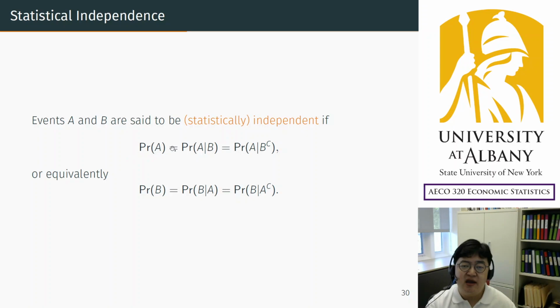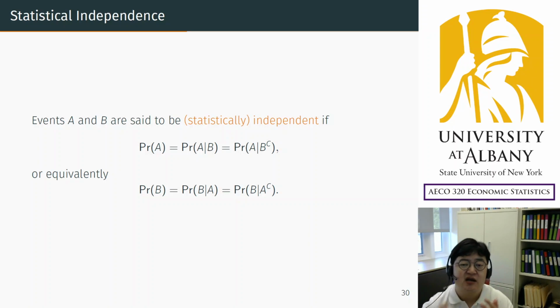The probability that an event A happens is the same whether B happened or B did not happen, or even if you don't know. Even if you don't observe B, the probability is still the same. This first equation means that B happening does not affect the probability of A. So B does not affect A.